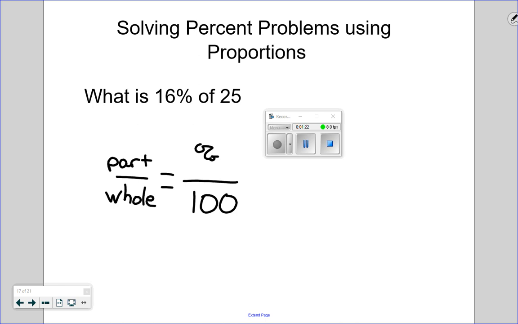On the other side, we have the part over the whole. So we have the portion that we're finding a percent of over the total. The whole is the total. So that usually is our percent problem.